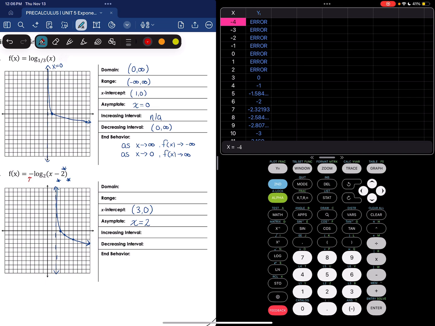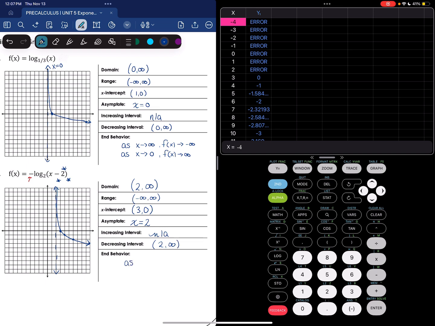So our domain is going to be adjusted as well because of the new location for our asymptote. It's going to be everything, stick with blue, it's going to be everything from 2 to infinity, but our range is still going to be all real numbers. That'll be true for all logarithmic functions. It'll always be that the range is all real numbers. Again, this graph is never increasing. It's going to be decreasing for all of the domain. So that means from 2 to infinity.